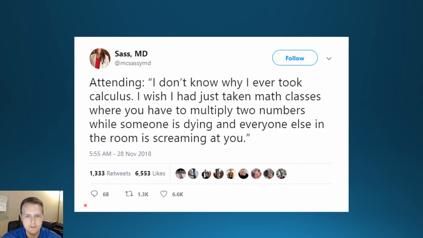I think that this is a very good illustration of the math skills that you really need in medicine. Here's a Twitter post from a physician. They're an attending physician. They said, "I don't know why I ever took calculus. I wish I'd just taken math classes where you have to multiply two numbers while someone is dying and everyone else in the room is screaming at you."